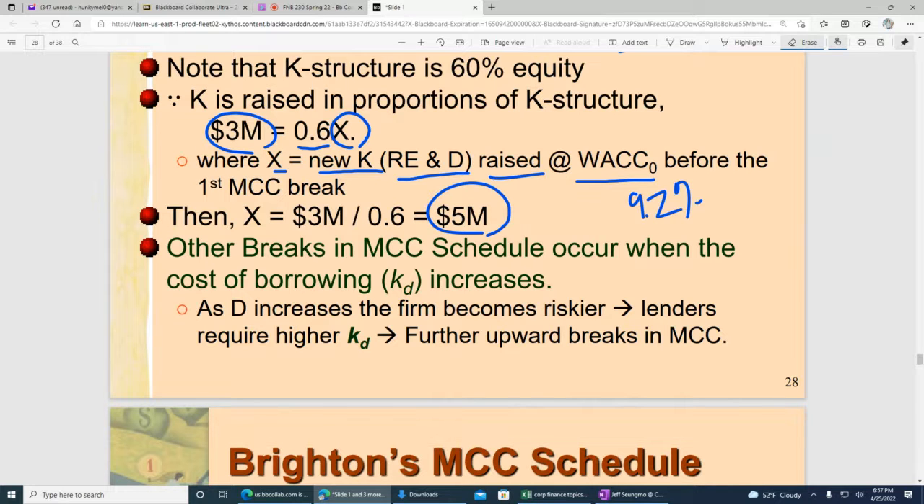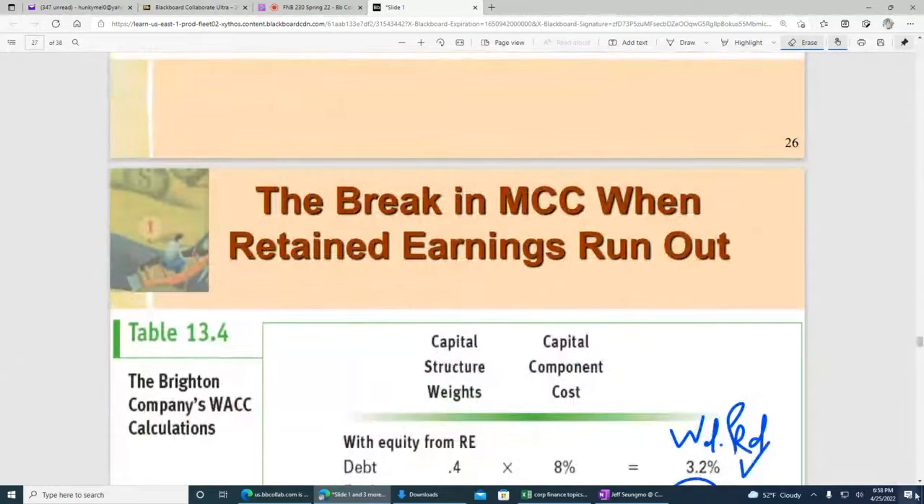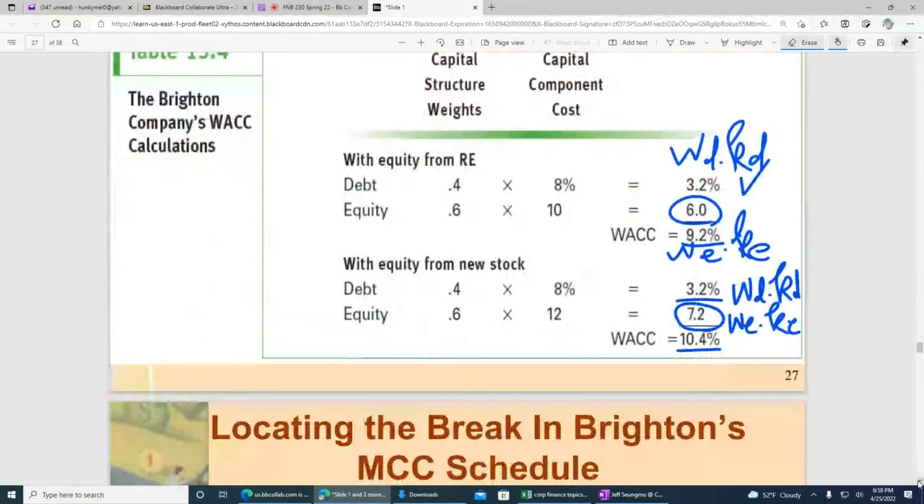So up to 5 million, you can raise the capital with 9.2% weighted average cost of capital. Does that make sense? Without selling new stock, just using retained earnings and debt, you can raise up to 5 million with 9.2% weighted average cost of capital, right?